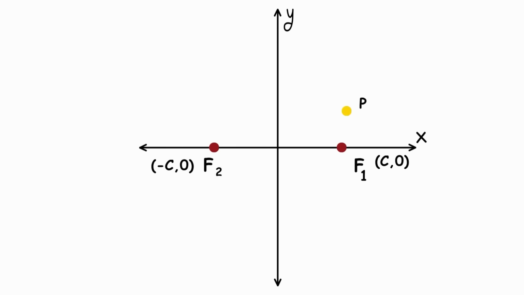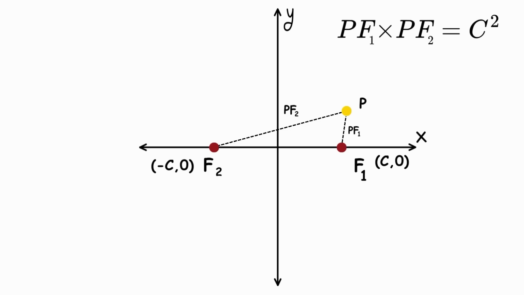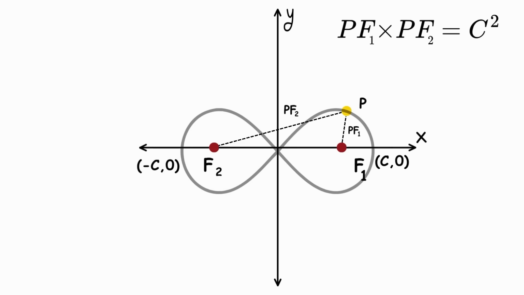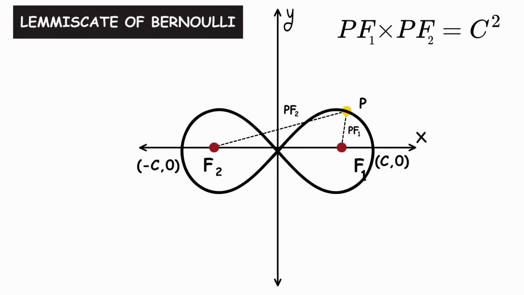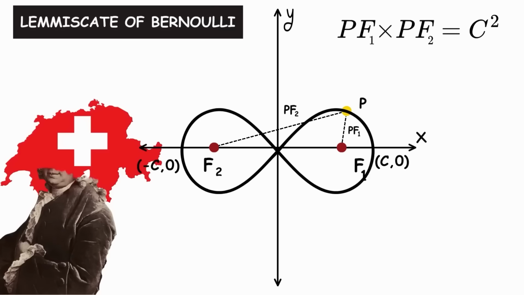Now, pick some point P and determine how far it is from each focus. These distances will be called PF1 and PF2 respectively. If PF1 times PF2 is equal to c squared, then we will fill it in. Doing this for all possible points in the plane, we will get a figure 8 shape. This is called the Lemniscate of Bernoulli, named after Swiss mathematician and physicist Daniel Bernoulli.